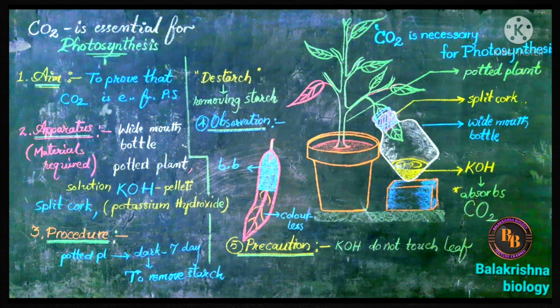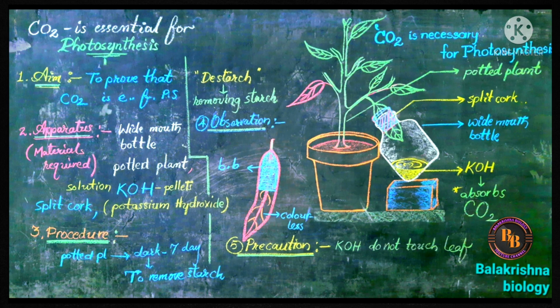First, for any kind of experiment we have to write its aim. So let us know the aim of this experiment. The aim is to prove that CO2 is essential for photosynthesis. CO2 means carbon dioxide. Carbon dioxide is essential for photosynthesis.